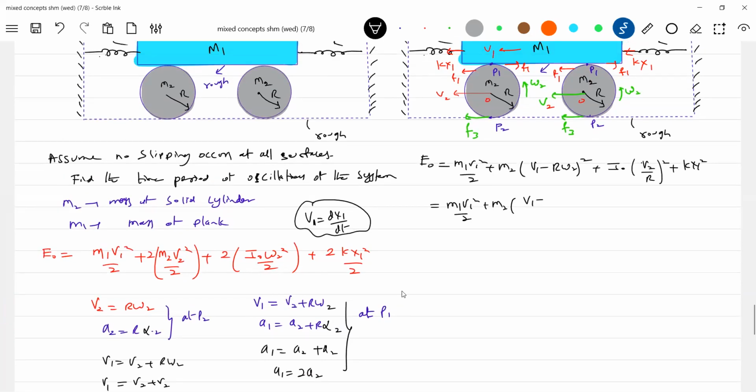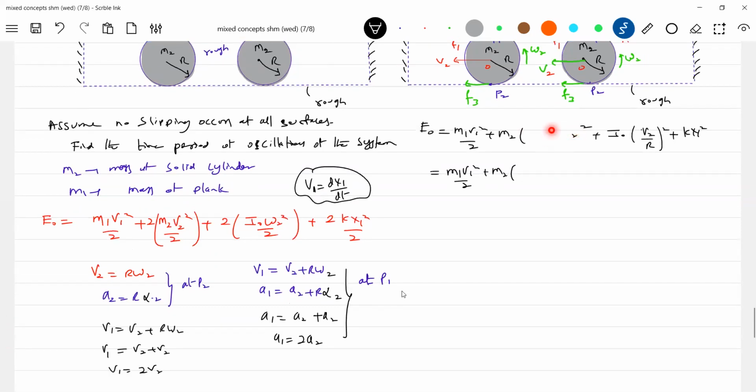Now I think we can make it very easy. R omega 2 is V2, and V1 is equal to V2. Already V2 I should replace, no? V2 will be V1 by 2, whole square, plus 2 will be there, I naught. Omega 2 I can write as V2 by R.